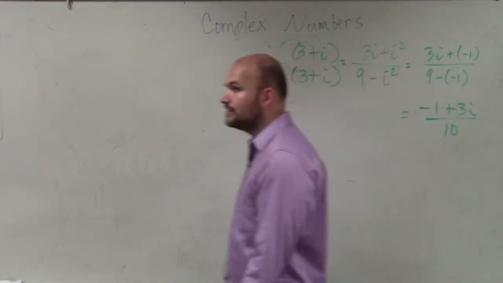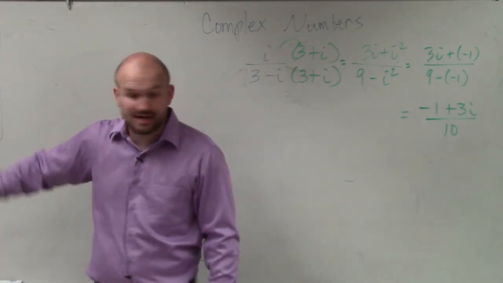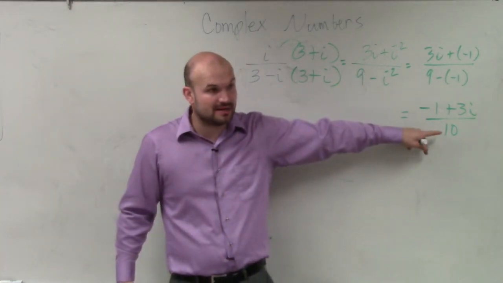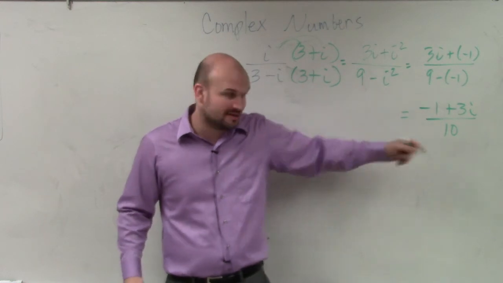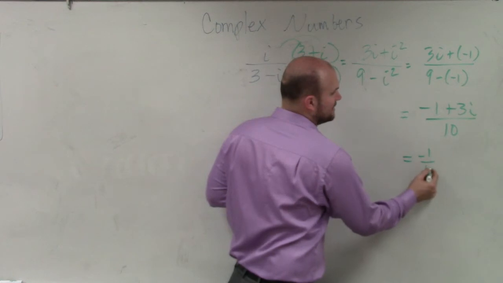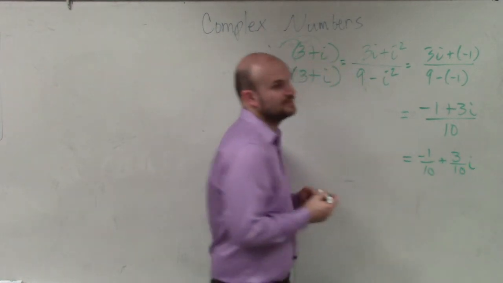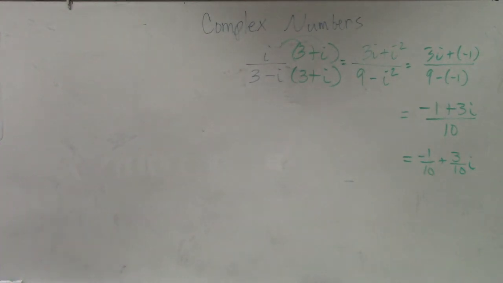Now, it's very important, though. Remember, guys, I said a plus bi. I told you to write that down, a plus bi. This is not in a plus bi format. This is a plus bi divided by 10. So what I need to do is divide the 10 into both of those. So it's negative 1/10 plus 3/10 i. So make sure you divide that 10 into both of them.